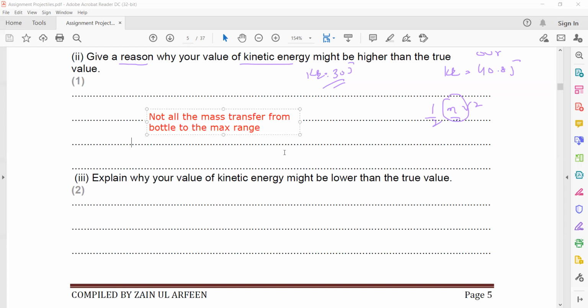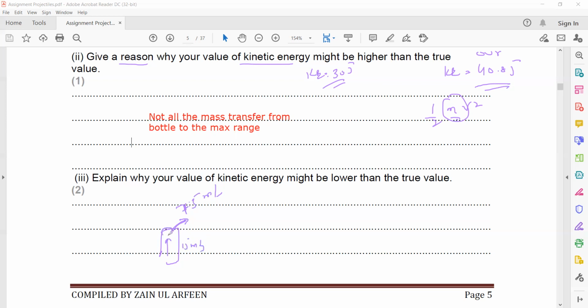And then they're saying explain why your value of kinetic energy might be lower than the true value. Maybe what we calculated is 40.8, but in practice it will be higher. So how might it be higher in practice? Because when the liquid is coming out, we assume it is coming out at a speed of 7.5 meters per second. But what might happen? The liquid is coming out at a higher speed, maybe 15 or higher.